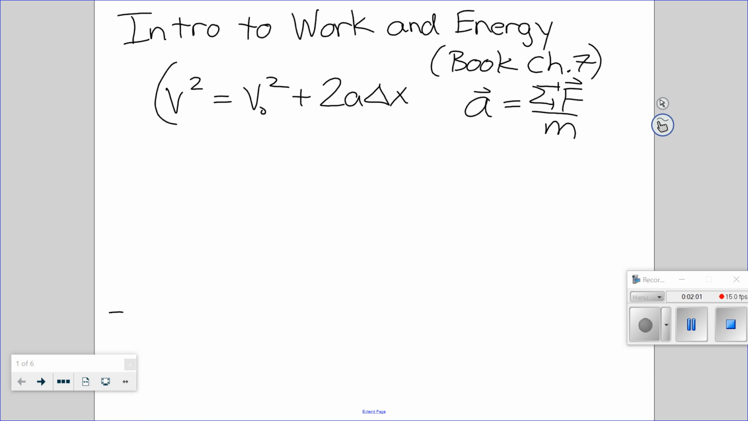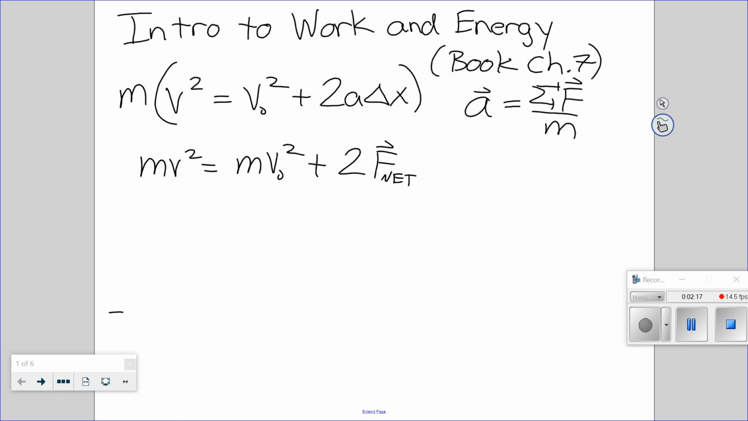So let's multiply everything by m. So I've got mv squared. We'll take one mass, one object at a time. We can always take it out of the experiment. Times 2 times the net force times the displacement. And I'm actually going to start writing displacement as a dot.